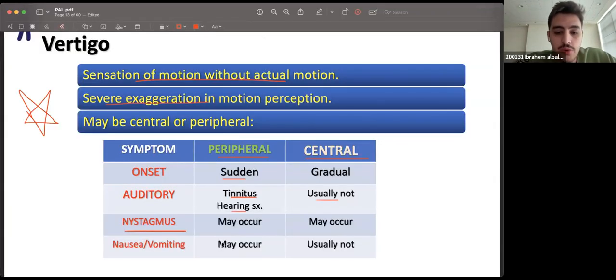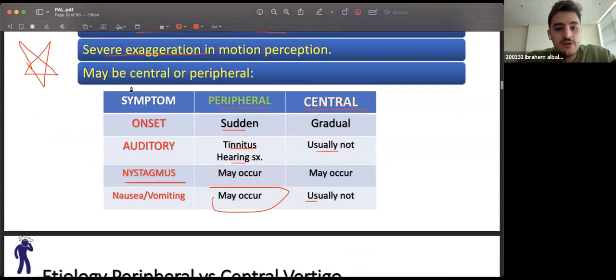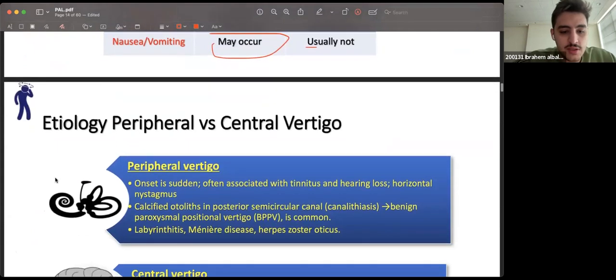So it's present in both, whether it's central or peripheral. Nausea and vomiting. Usually, when you have peripheral damage, you get improper signals, so you feel nauseated, okay? But I would say it happens in both. However, it's more common in the peripheral, okay? Differentiating between the peripheral and central is very important. There are other signs, which I'll explain a little bit.